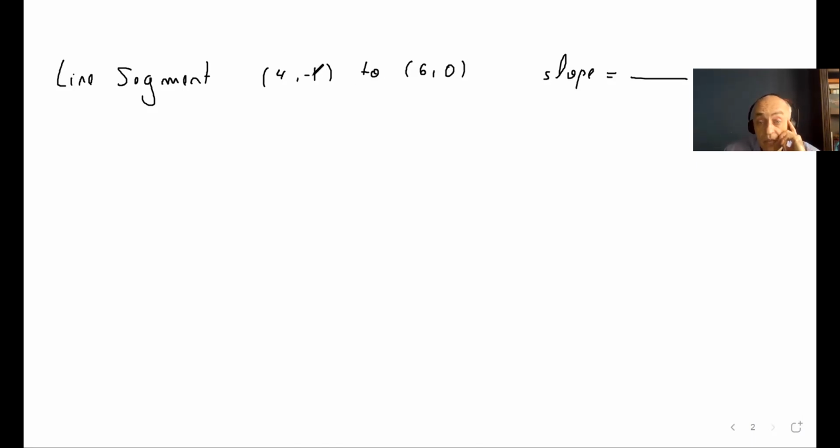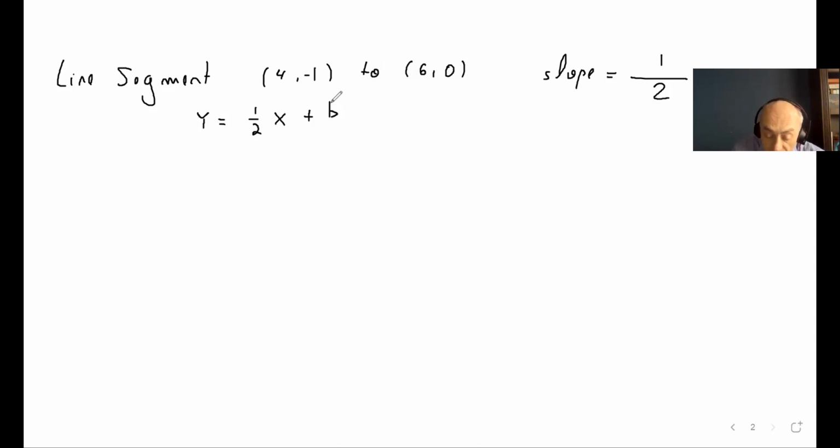0 minus -1 turns out to be 1, and 6 minus 4 turns out to be 2. So indeed, the slope is 1/2. Let's write the equation. The equation is y equals 1/2 x plus b, right?